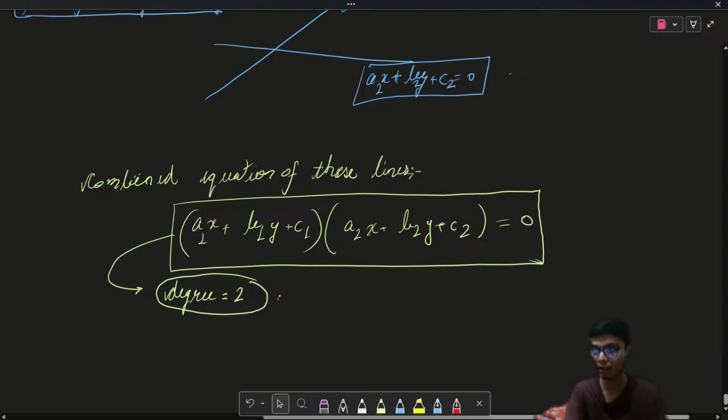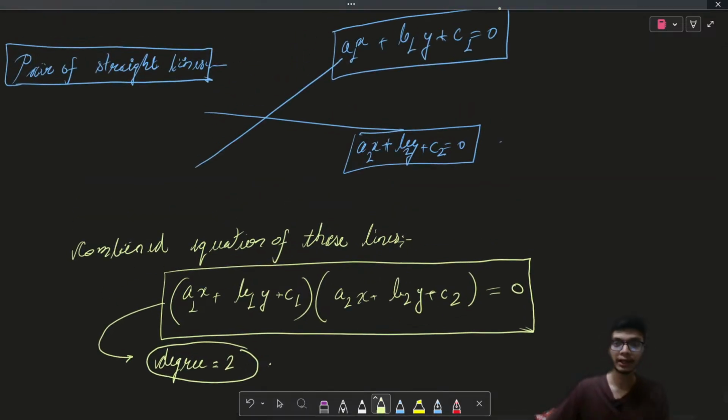In order to find the combined equation of two lines, try to make the RHS of these straight lines equal to 0 and then multiply both the lines. What I have done over here is made the RHS part 0, so that when you multiply, the right hand side still remains equal to 0.